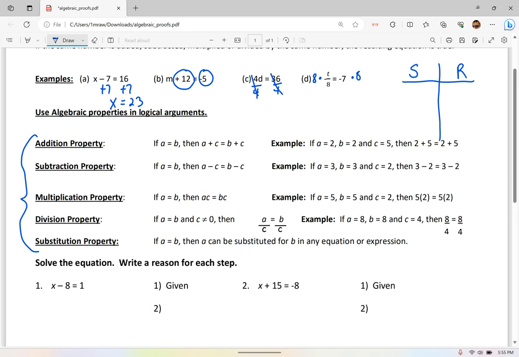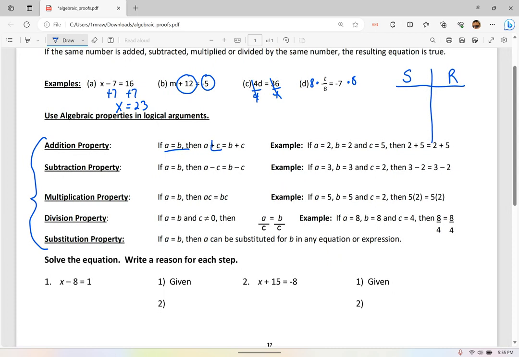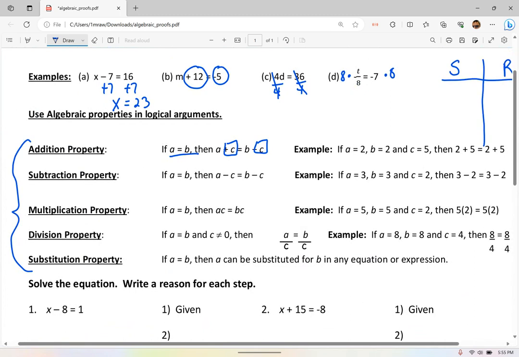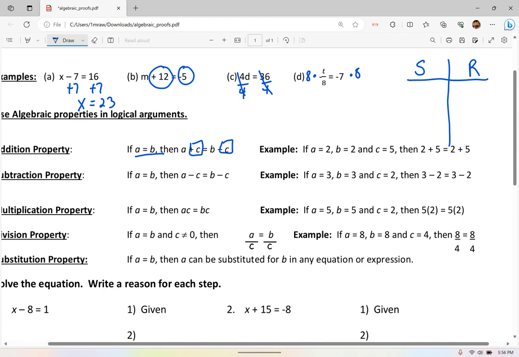So, if I had this equation, if A equals B, then A plus C equals B plus C, because notice that A and B are equal to each other. Okay. And so I'm adding the C onto both sides of the equation. Notice I'm adding the exact same thing. So that's called the addition property. Okay. And then, of course, the subtraction property, very similar to that one. You're subtracting the same value from both sides. In this case, I'm subtracting C from both sides after stating that A is equal to B.